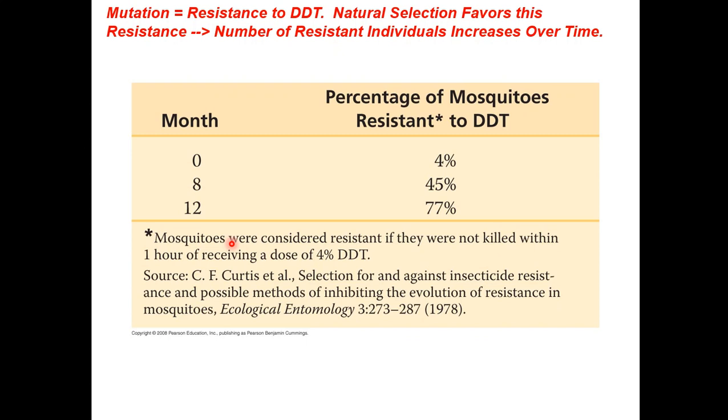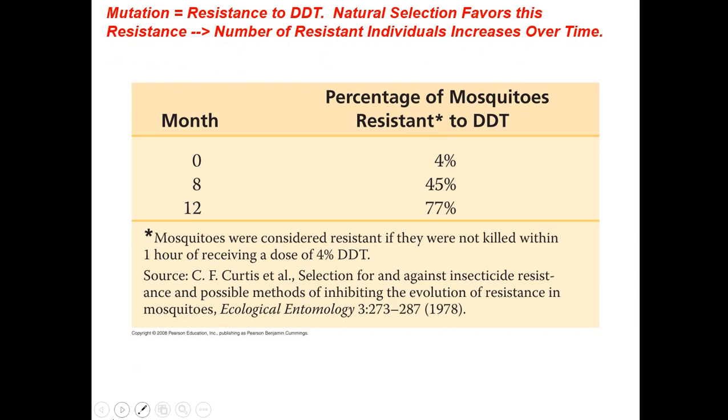Okay? So, let's skip here. So, this one just shows the resistance of mosquitoes to drug. Okay po? So, natural selection favors this resistance. Number of resistant individuals increases over time. Ito yung nakakabahala sa society natin.